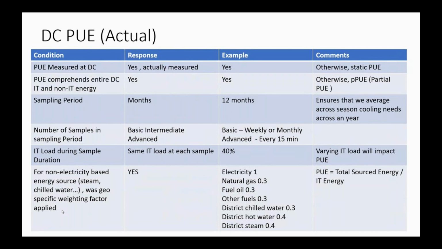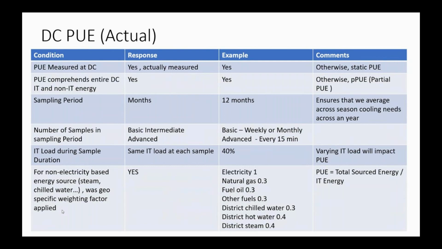And within that, how many samples should you take? Here the spec itself has done a good job. They define basic, intermediate, and advanced. Basic means you have to take it either weekly or monthly. I forget what intermediate is, and advanced is every 15 minutes, which may be a little too much in terms of data storage and whatever. So we may have to say you have to at least do basic. Essentially, you have to measure monthly.